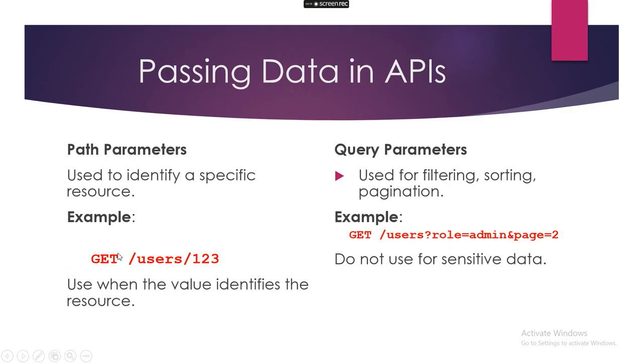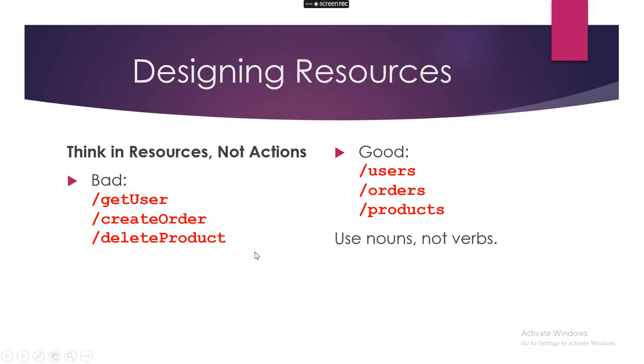You want to use GET, which is the request type, and then the URL. So we are going to get the request path, sorry. So we're going to get user and then the resource ID, which is what we're trying to explain here.